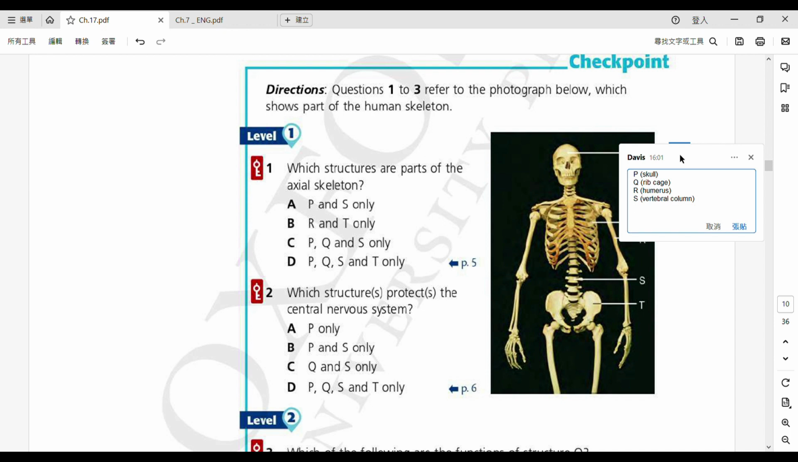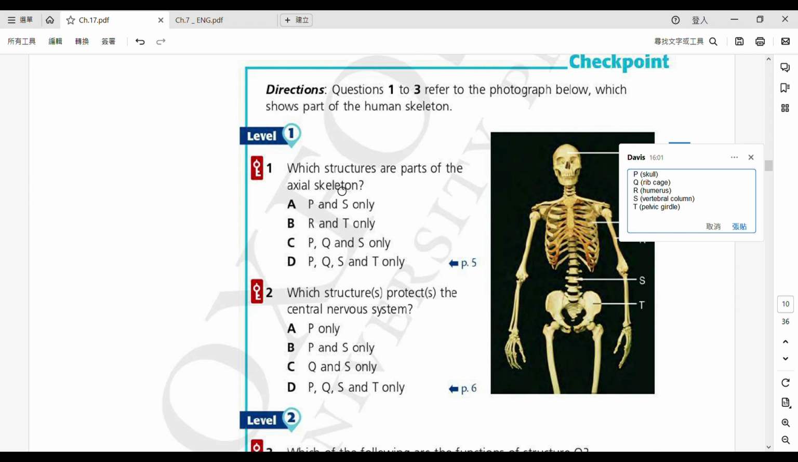And then T, this one is actually a part of the girdle. Which part of the girdle? Is it pectoral girdle or pelvic girdle? The answer is pelvic girdle. After marking these down, you are more able to answer these questions, and it will be very simple.